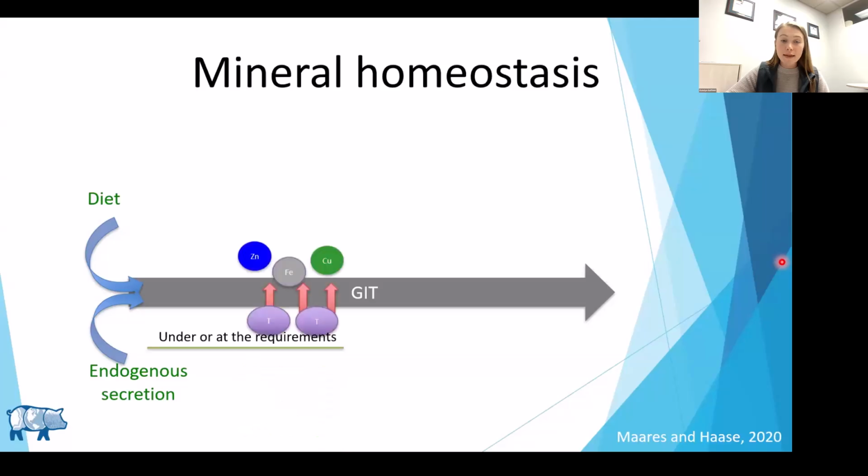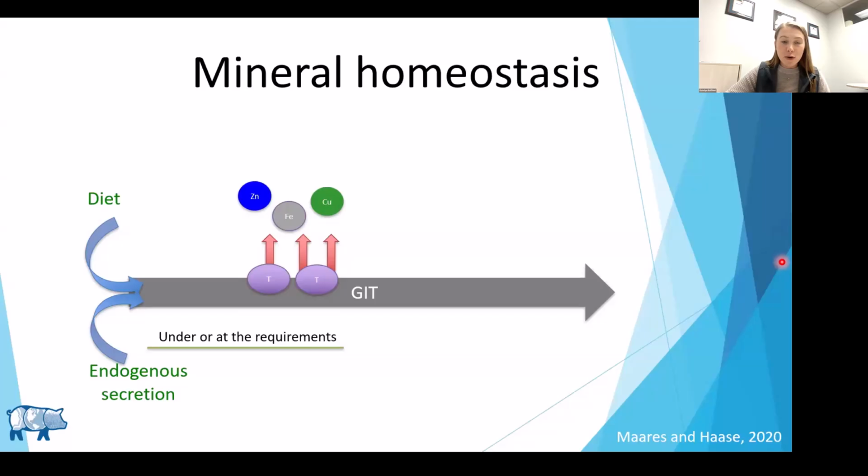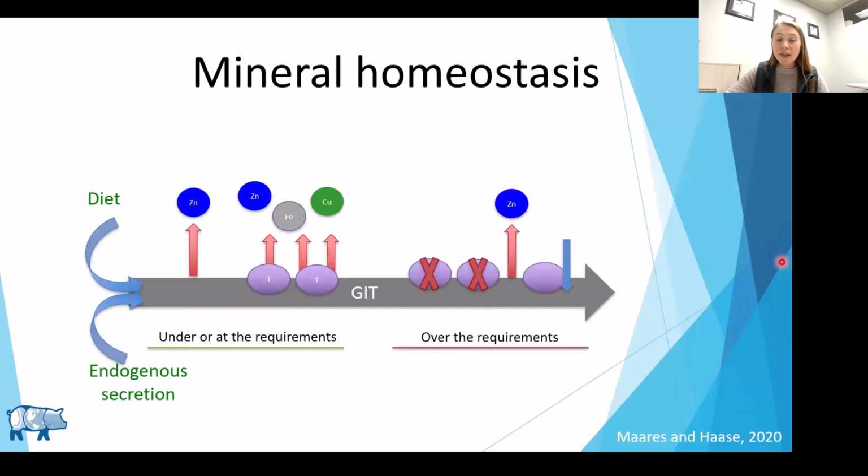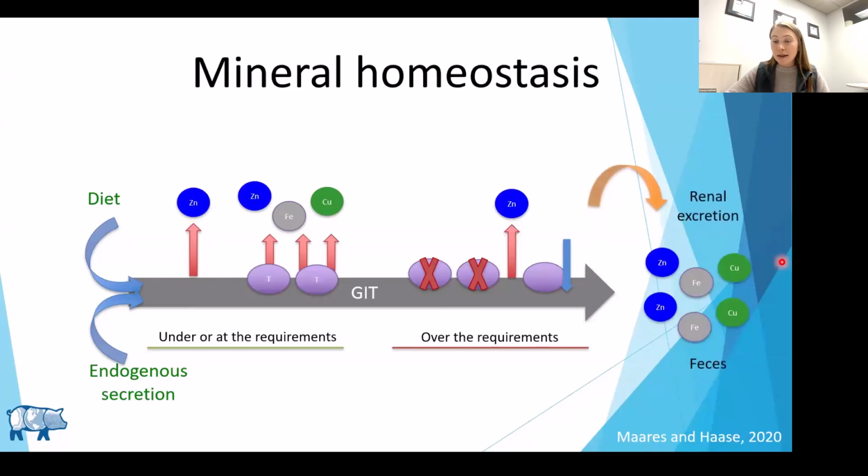And we did this because of the way that the minerals are absorbed based on how they're fed. So if we're under or at the requirement, we'll have a lot of these transporters absorbing the minerals, but we'll also have some of this passive diffusion of zinc as well in the gastrointestinal tract. However, once we get above the animal's requirement, we'll see lesser use of these transporters to essentially bring these minerals into from the digestive tract, and we'll rely more on some of that passive diffusion. This ultimately will help determine some of that excretion into the feces.